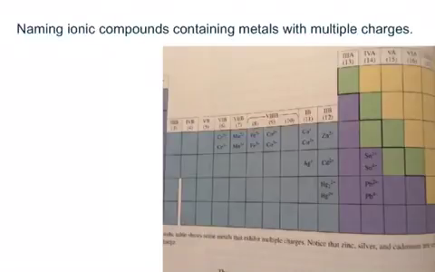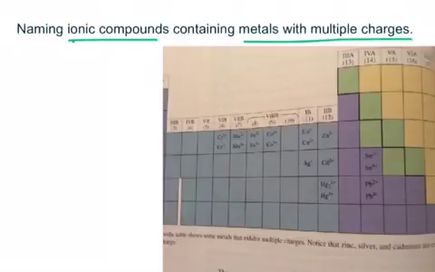Hi, so today we are here naming ionic compounds, and the case that we're looking at is when we have metals with multiple charges. And I've taken a snapshot right out of my textbook here, showing you that we have quite a few metals that have more than one possible charge.